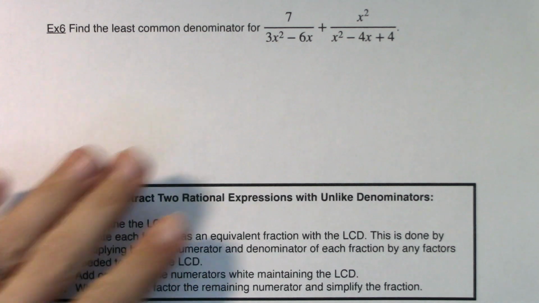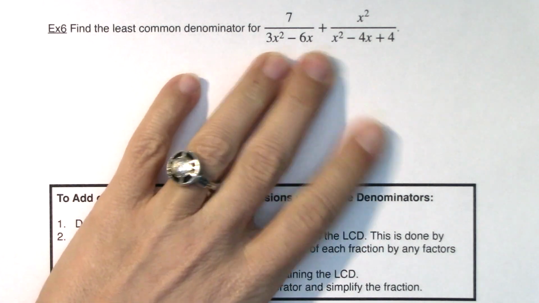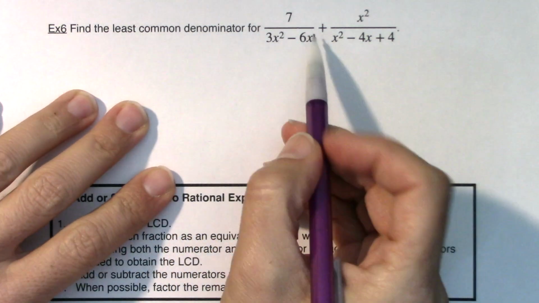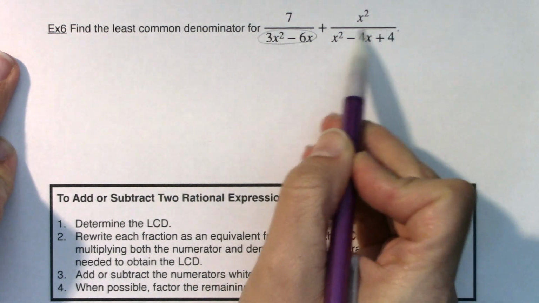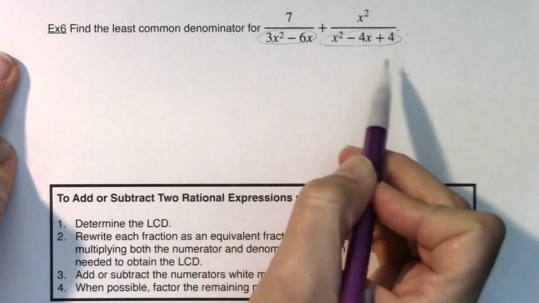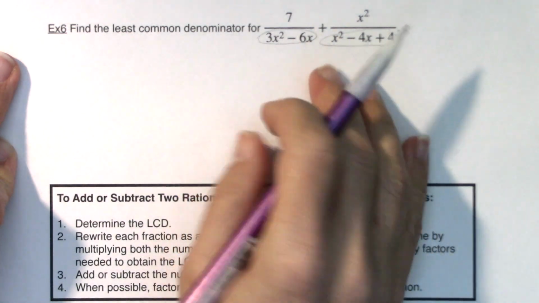Hey folks, let's try and find the LCD when our fractions look a little bit more convoluted. So the first thing I want to do is take a look at my denominator in my first fraction and then my denominator in my second fraction. What I'm going to do is break both of these down. The first thing I want to do is factor them.